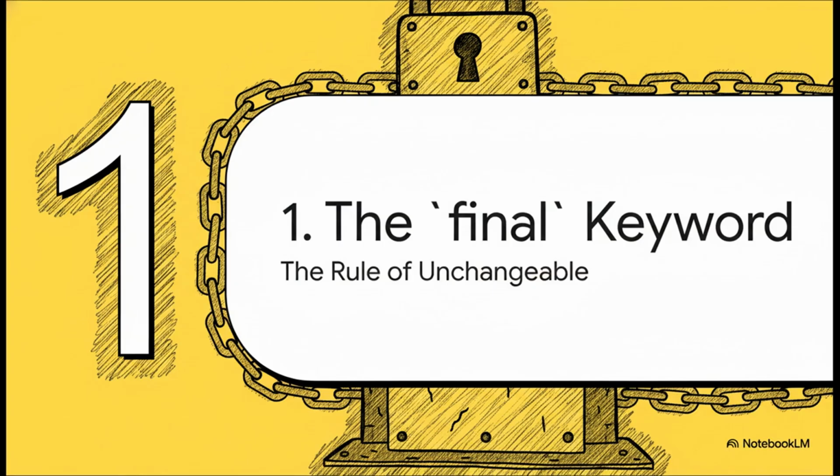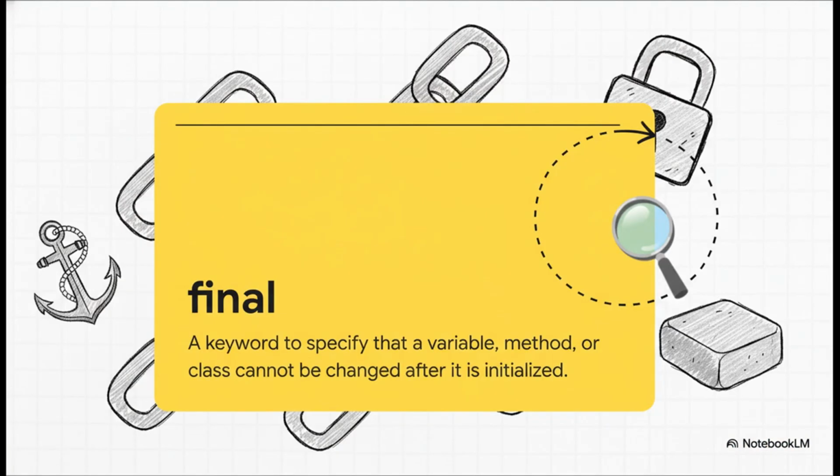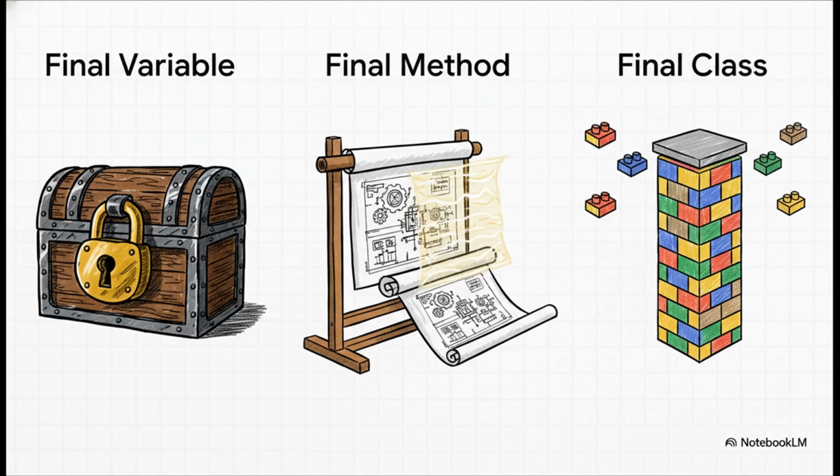Think of this one as the rule of unchangeable. So, what's the deal with final? The most important thing to remember is this. Once you declare something as final, it's locked in. That's it. It's like you're setting a rule in stone, and there's no changing it later on in your program. Period. And you can use this unchangeable rule in three different places. You can make a variable final, which means you can only give it a value one time. You can make a method final, which stops other classes, subclasses, from changing how it works. And you can even make a whole class final, which means no other class can inherit from it at all. And we'll get to why that's so useful in just a sec.